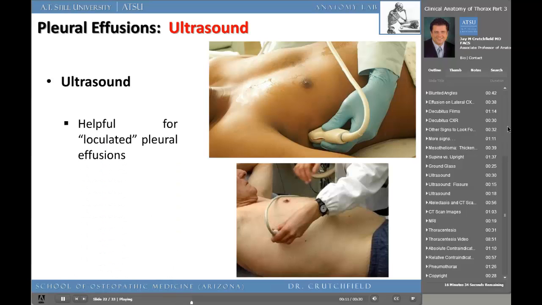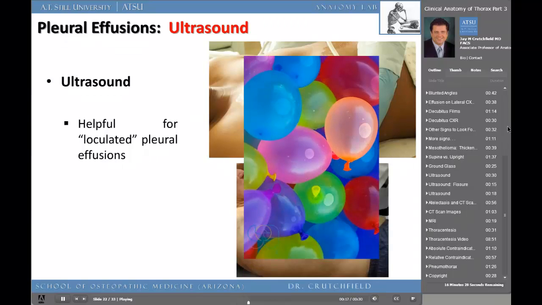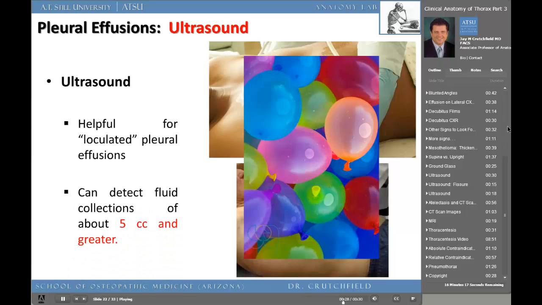Ultrasound can detect a fluid collection of about 5 cc's or greater. It's pretty sensitive. Here's an ultrasound showing us pleural fluid. On the left, we see a fissure, which is full of fluid. On the right, the lung is collapsed because there's so much fluid in the hemithorax that it's compressing the lung.